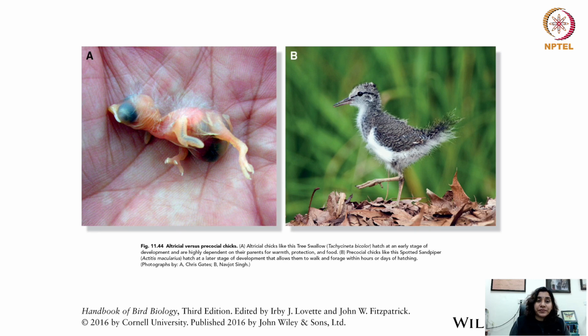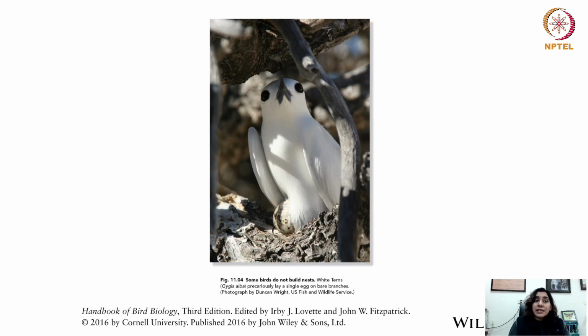Seen here is the hatchling of an altricial and a precocial species, a tree swallow and a spotted sandpiper. Note the lack of down feathers, closed eyes, helpless, immobile looking neonate in the altricial species in comparison to the precocial bird. Now, if the species is altricial, then the young one would require parental care. This starts with nest building, and here again, there is an entire spectrum. Some birds do not build nests at all, as seen in this picture, a white tern that simply lays its single egg precariously on a branch of a tree.